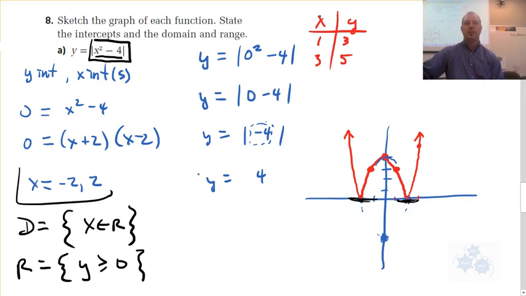There's your x-intercepts, there's your y-intercept. So for a question like 8, that's what you need to do for 8. So any questions on that?